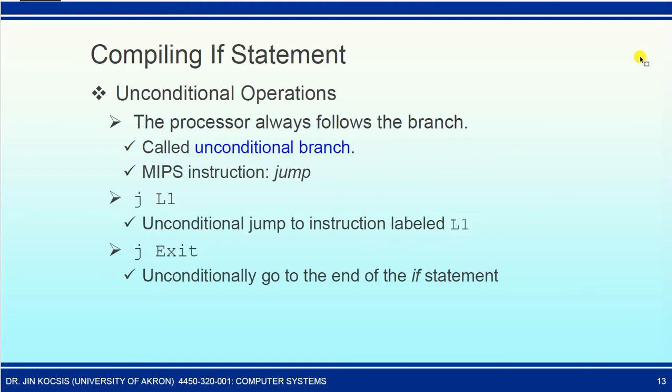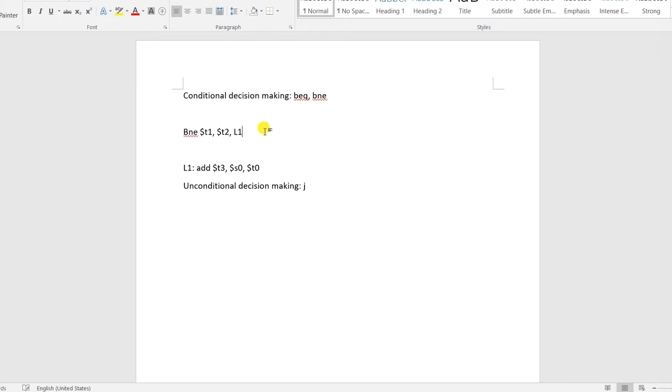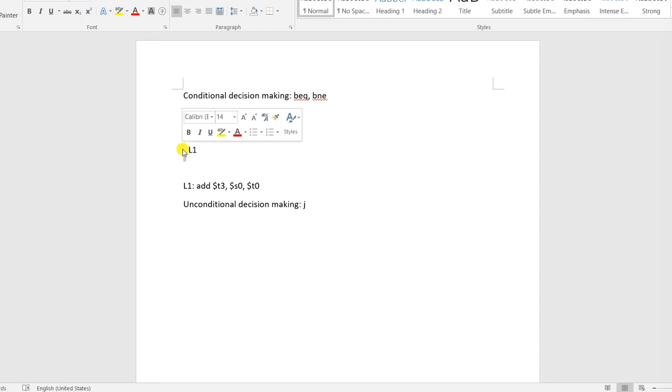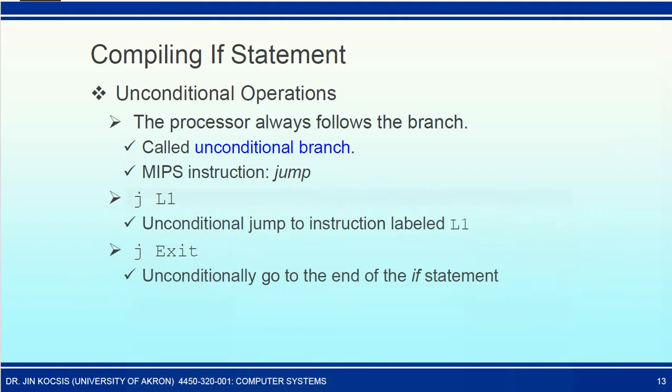Now, jump is an unconditional branch. That means I don't care whether a condition is satisfied or not, because there's no condition. As long as I say that, I will directly jump to the instruction with label L1. I will not consider anything. Basically, as soon as I say this, I will begin to implement it. I don't care whether the two are far from each other or not. I hope this is clear to you.